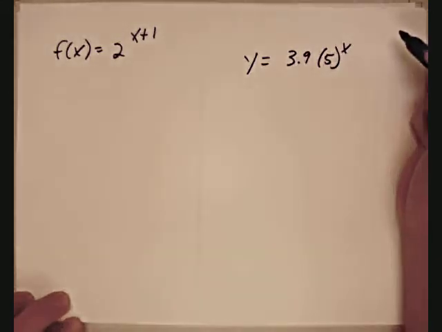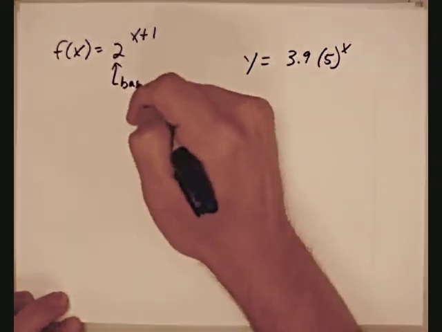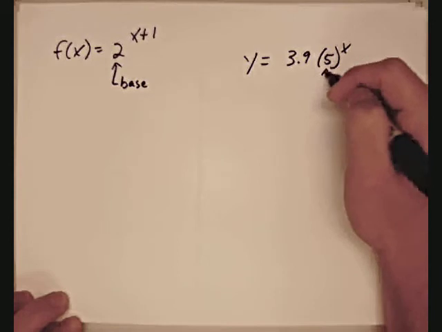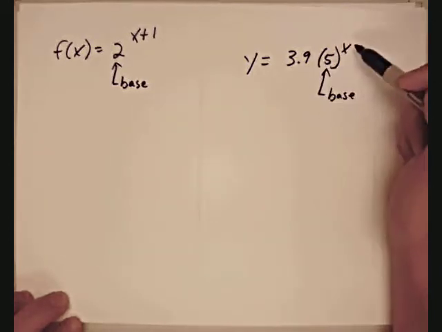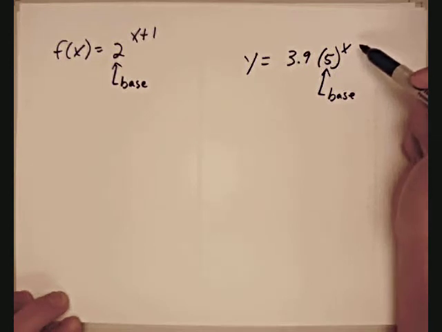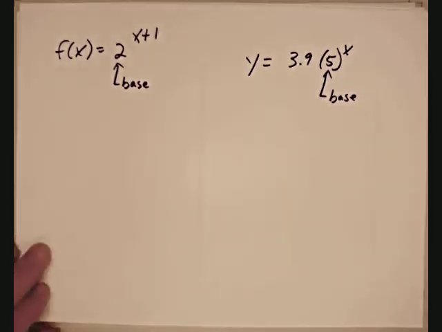The value that has the exponent on it is referred to as the base. So here 2 is the base and 5 is the base. Notice that 3.9 is not affected by the exponent x. The graphs of exponential functions always look similar to each other. The graph of any exponential function can be obtained by transformations from one of the following two graphs.